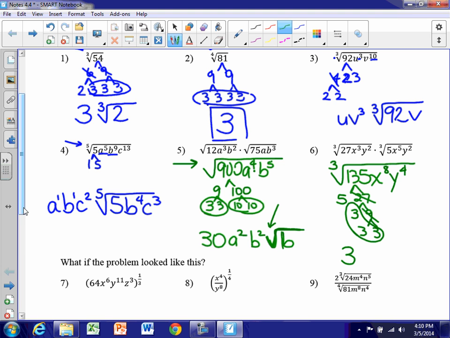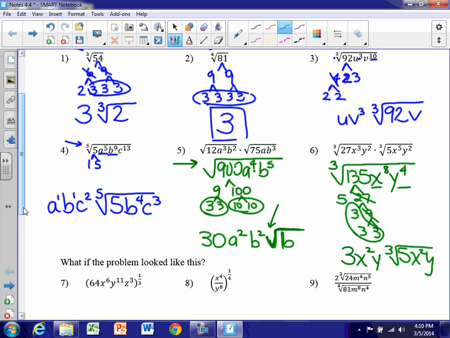Now, I'm also looking for 3 of a kind in the x's and the y's. Well, I can make 2 complete sets in the x's, but there will be some left over. And I can make 1 complete set out of the y's, but there will also be some left over. Don't forget the radical is a 3. I still had a 5, 2 x's, and a y.